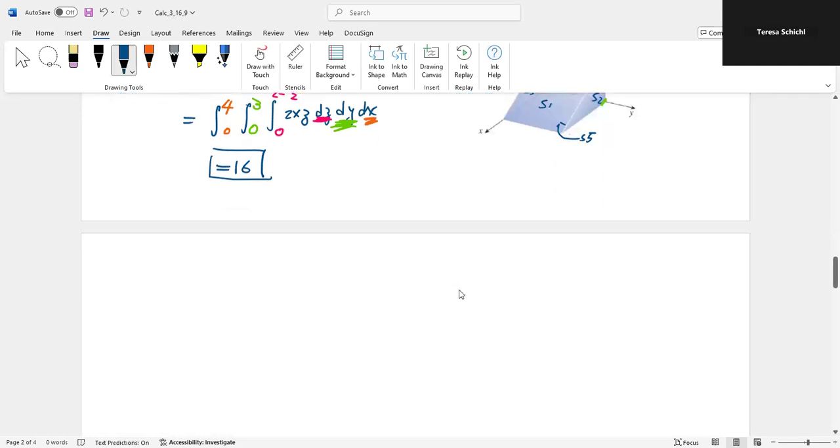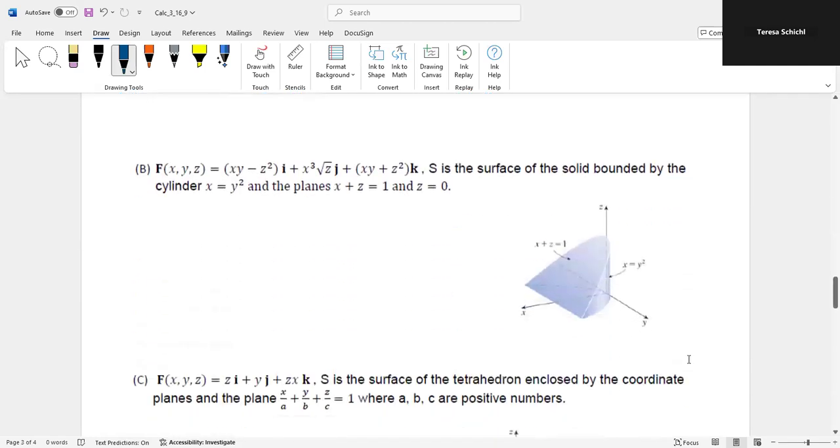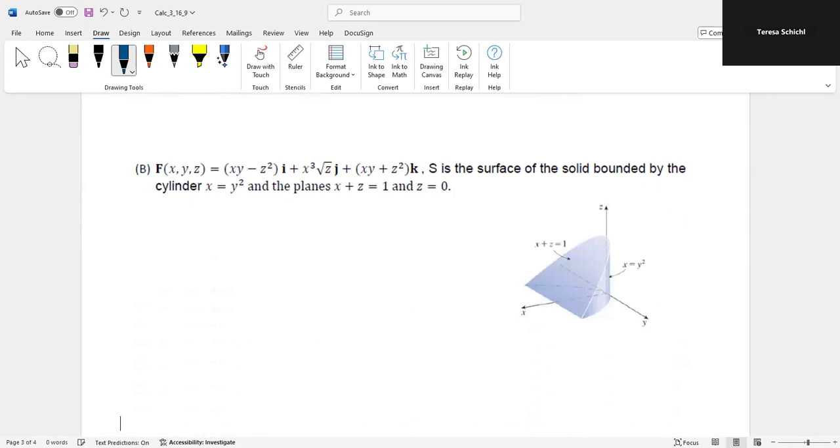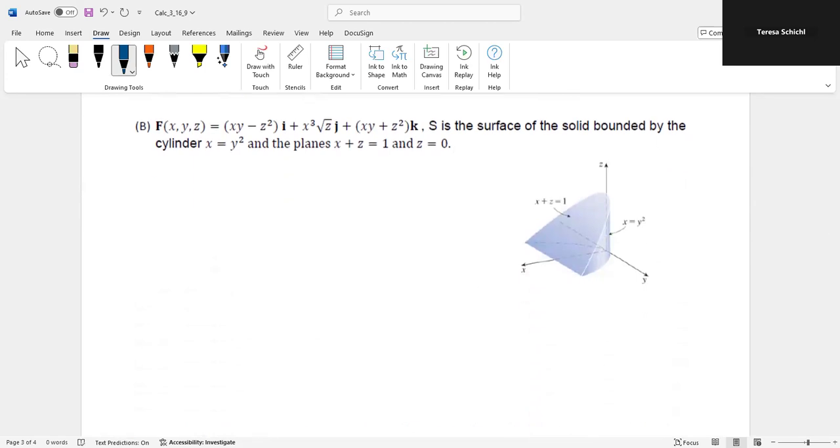Okay, now let's take a look at this one here. Even though it looks pretty complicated, I think it's not too bad. So this is my vector field here. S is the surface of the solid bounded by the cylinder x equals y squared and the plane x plus z equals 1. So basically I have three surfaces here. This is S1, the body is S2, and the bottom is S3, right?